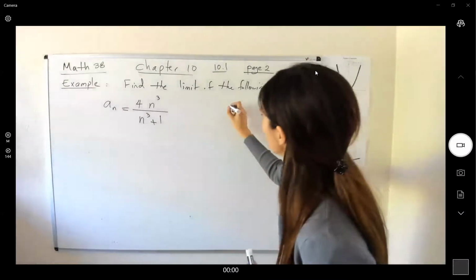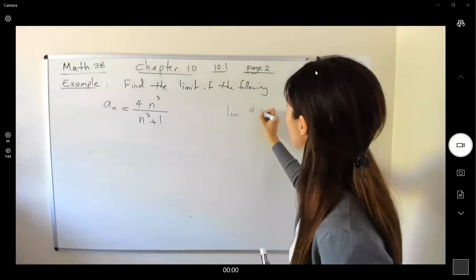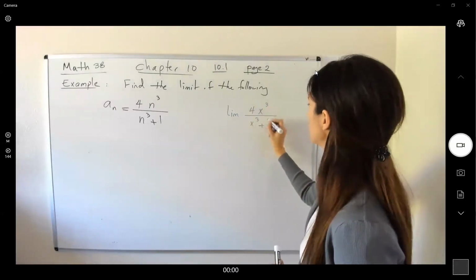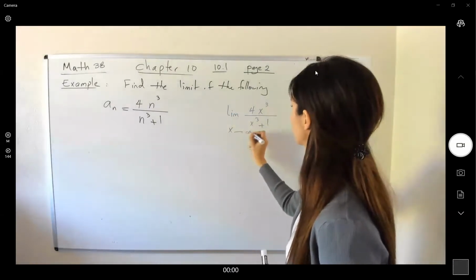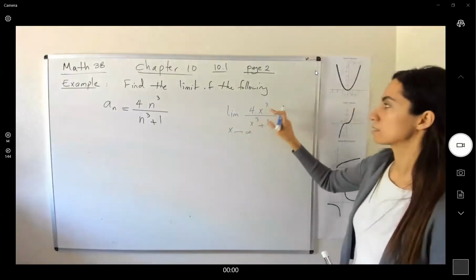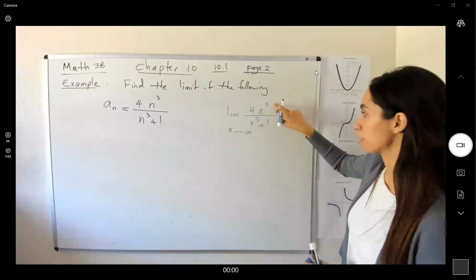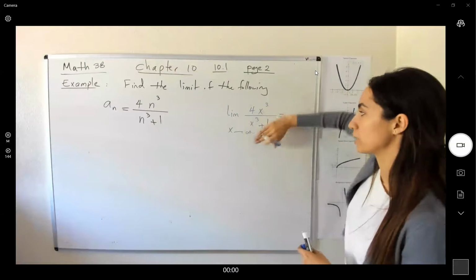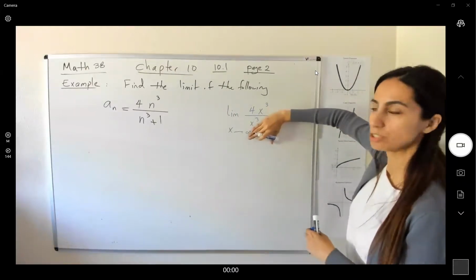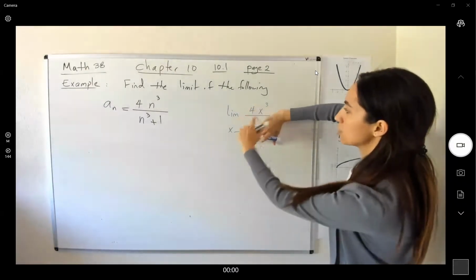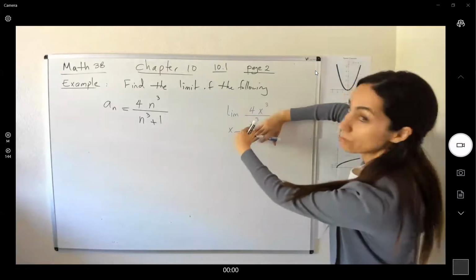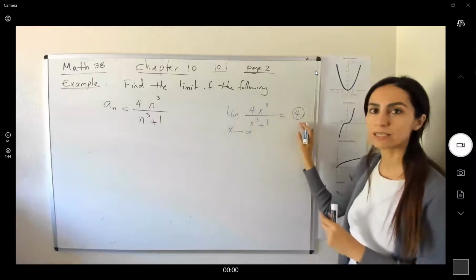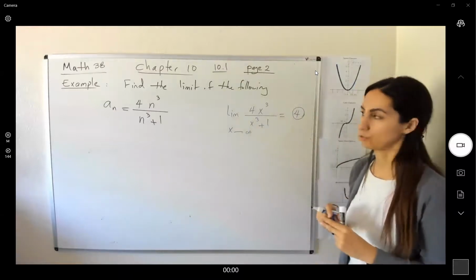We know that the limit of 4x to the third divided by x to the third plus 1 while x goes to infinity. Note that the degree of the numerator and the degree of the denominator are the same. Both of them are three, so you can ignore the lower terms. You get 4x cubed divided by x cubed. You can cancel out these two. It is equal to 4. The limit exists, and the limit is equal to 4.